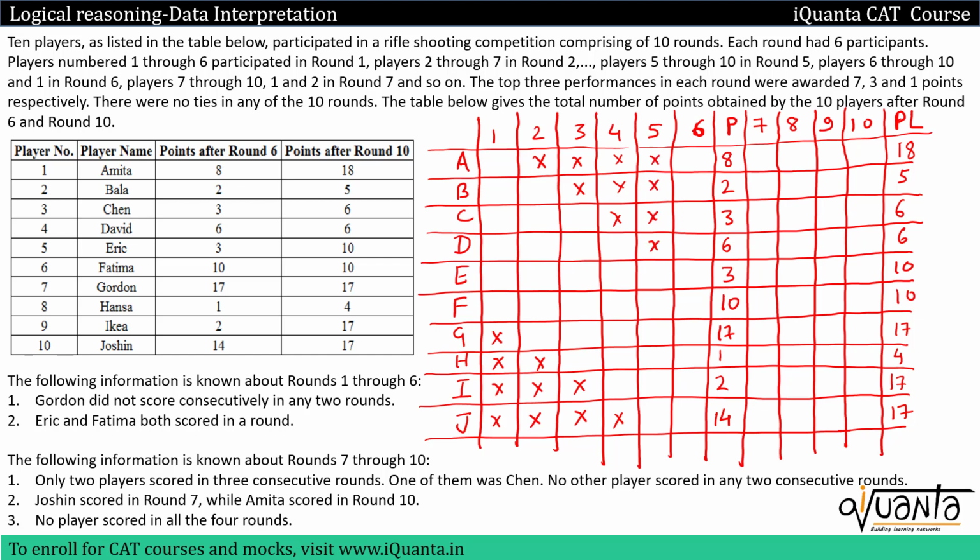In round 6, players 6 to 10 will participate. 6 to 10 means 6, 7, 8, 9, 10. We need one more player, that will be 1. So player 1 and players 6 to 10 will participate. The rest, 4 players, won't participate.